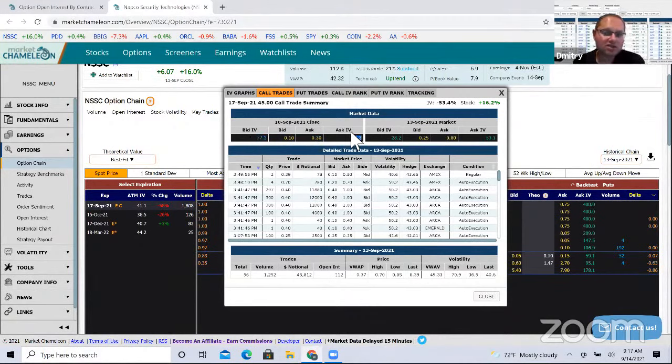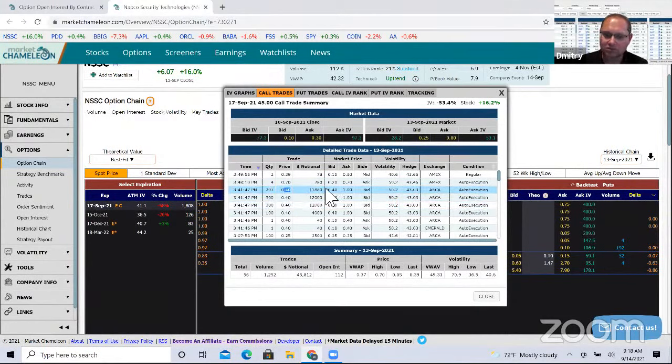So maybe it was expecting some kind of event. It looks like whatever happened, news is out. You could see that this option didn't increase that much because it closed at 25 cents bid, offered at 80 cents. The implied vols came in. So to me, it looks like there were offers there.